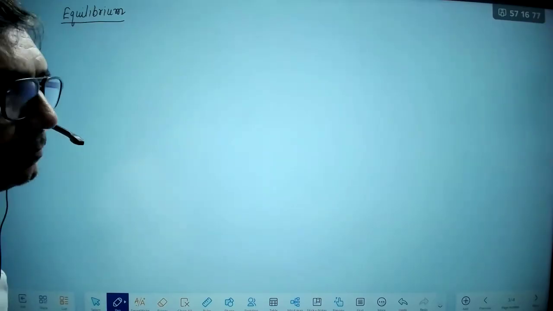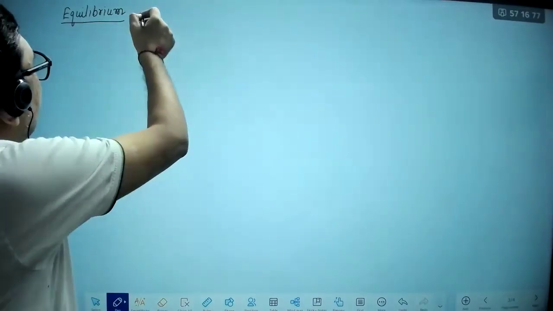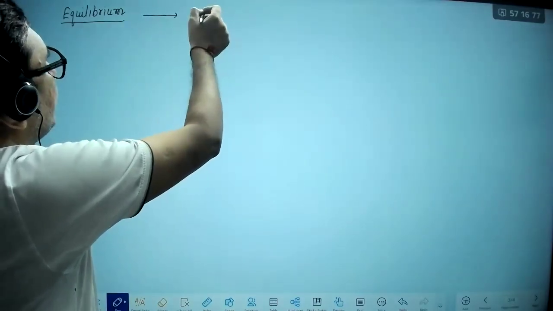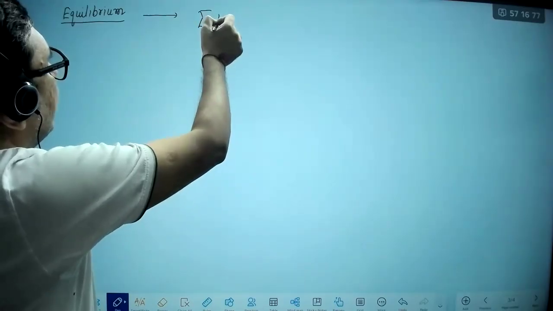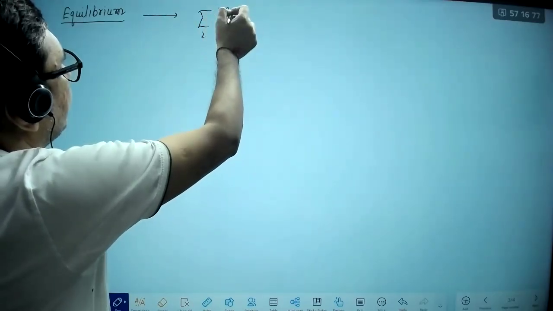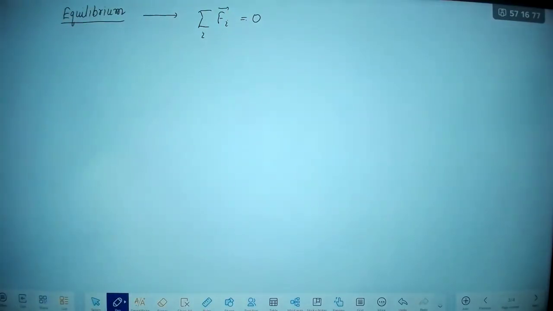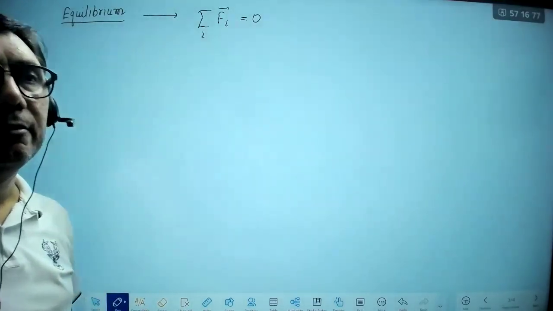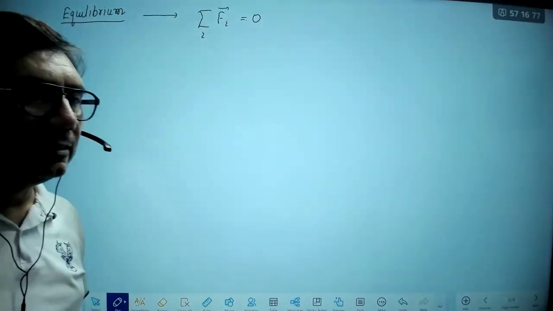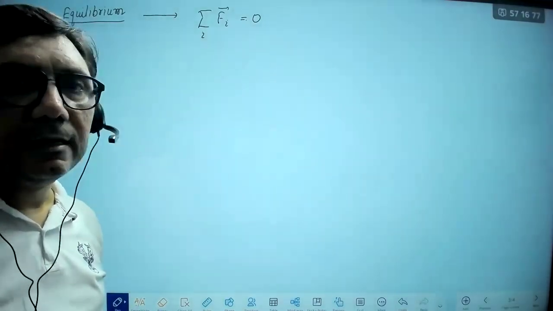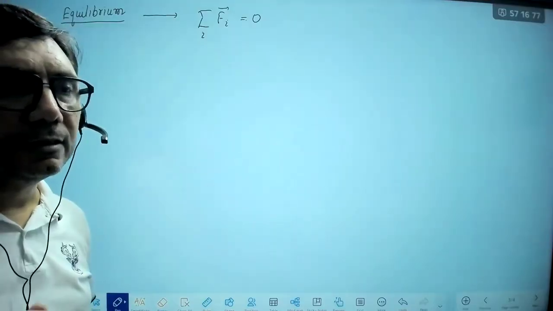A system is said to be in equilibrium if the net force acting on the system is zero. If the resultant or net force acting on the system is zero, then a system is said to be in equilibrium.